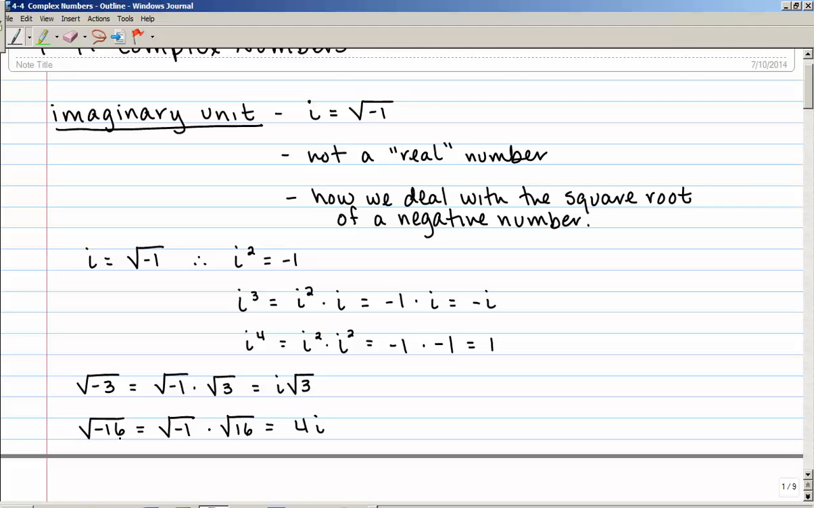Square root of -16, it's kind of like pulling out a square root of -1. Square root of -16 is square root of -1 times the square root of 16. Square root of 16 is 4. Square root of -1 is i. So that's equal to 4i.